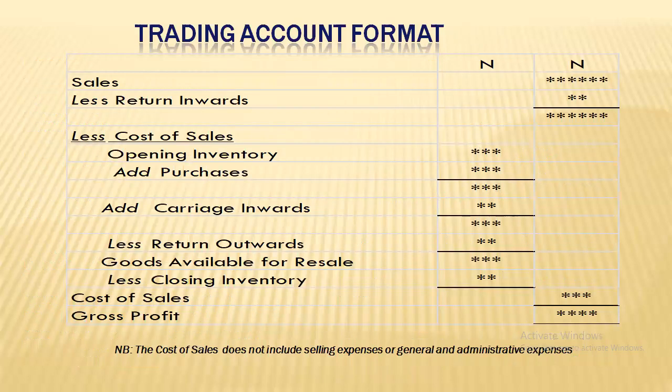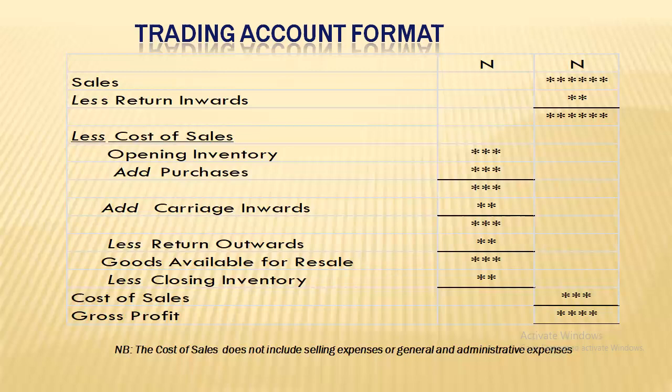So we have a format. Now, let me advise you, the best way you can understand the final account of a sole trader is to memorize the format, to be able to reproduce the format. So you must learn the format to be able to reproduce the format. Now, in the format, the first item we have is sales. Don't forget, sales are goods that have been sold for which value has been received.